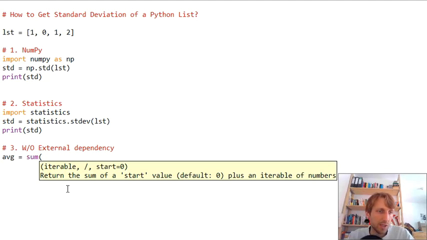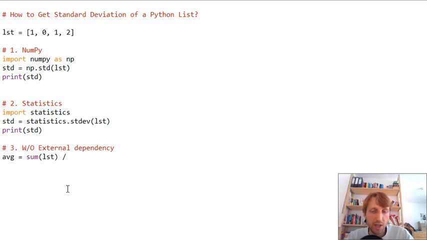So what is the average? We simply use the built-in function sum and pass the list into it. This sums over all values, so we get 1 plus 0 plus 1 plus 2, and then we divide by the number of elements. Note that both this value and this value are integers, but this is not the integer division operator, it's a float division operator.